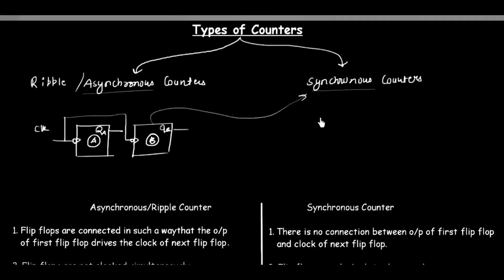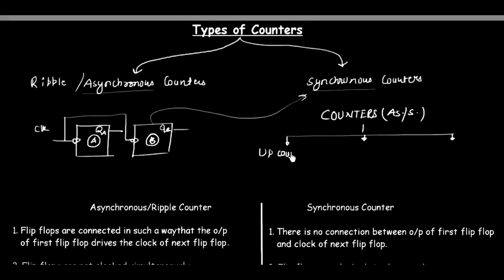So let me do that. If I write counters, and here I'm talking about the asynchronous as well as synchronous counters, then these can be classified further depending upon the way the counting progresses. So the first one is up counters. They count from small to large. Their output goes high as they receive the clock pulse. For example, they will count like 0, then 1, then 2, 3, and so on.